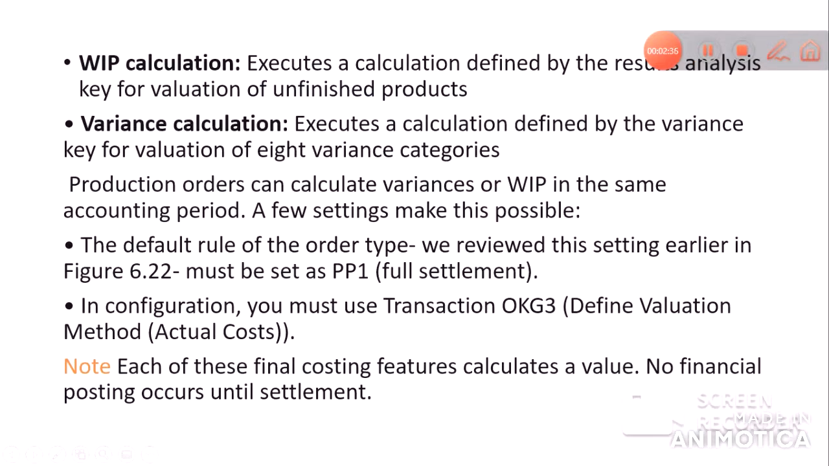So the WIP calculation and variance calculation both depend on the key which is assigned. And production orders can calculate variances or WIP in the same accounting period. The default rule of the order type should be PP1.